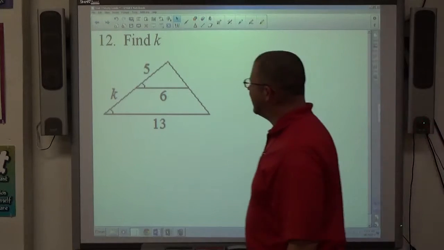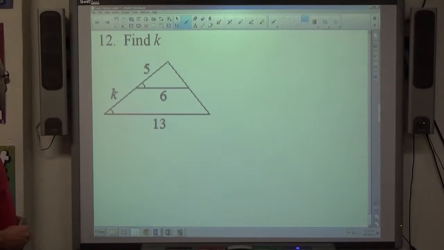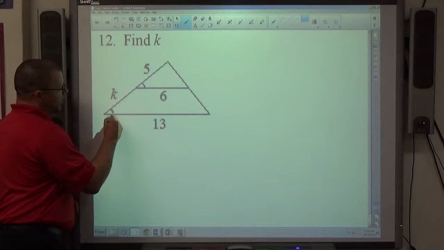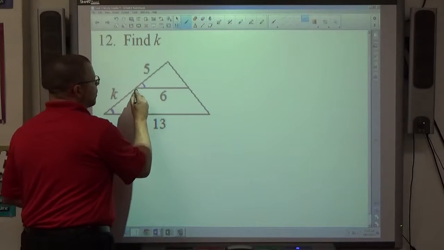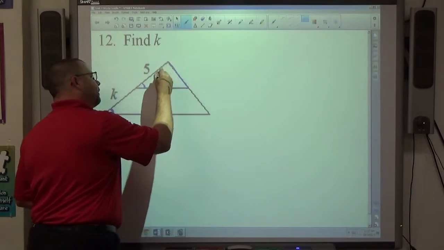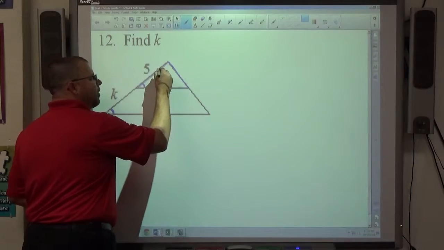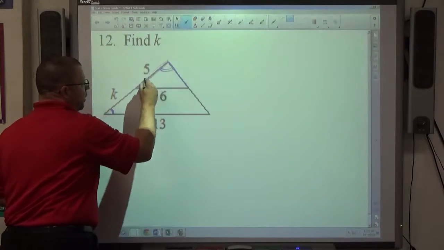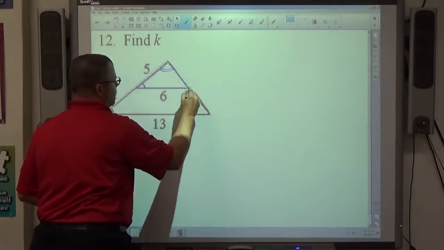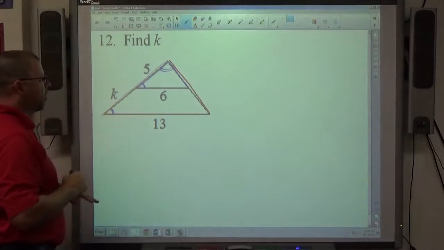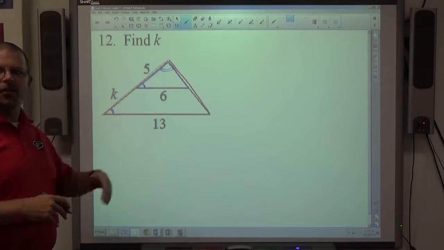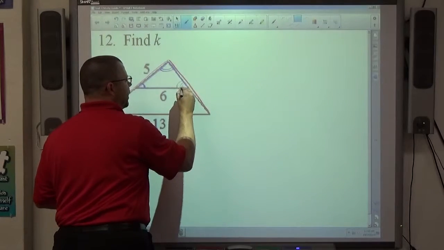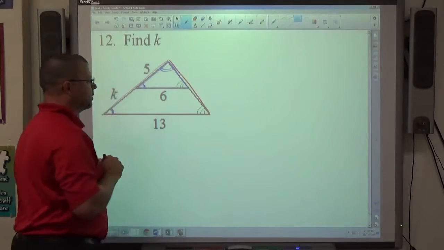Number 12, find K. Now what we have here is overlapping triangles. They've established that this angle here is equivalent to that angle there. That's given to us. If I'm looking at this blue triangle up top, the angle up here is in that triangle. If I look at the bigger red triangle here, that same angle is in that red triangle, which means that both triangles share that angle. That angle is equal to itself. And that establishes, therefore, that my third angle here has to equal my third angle down here.